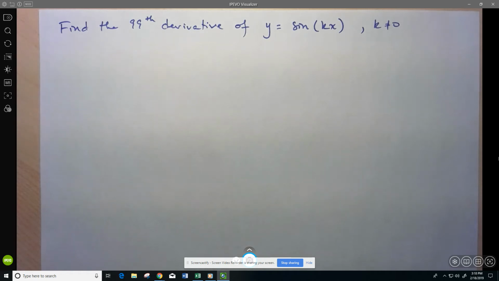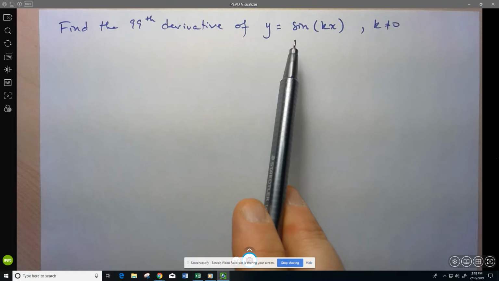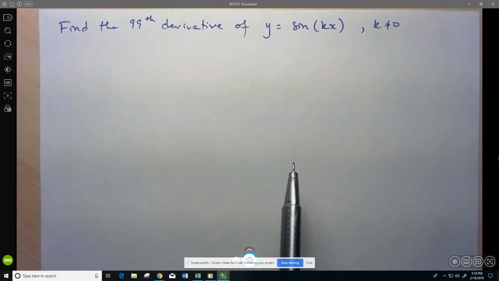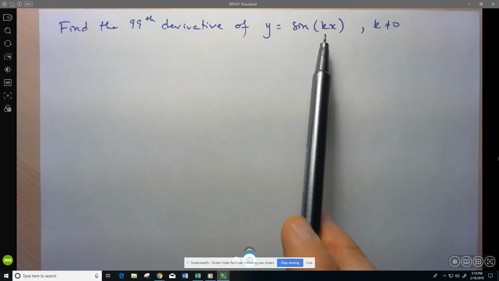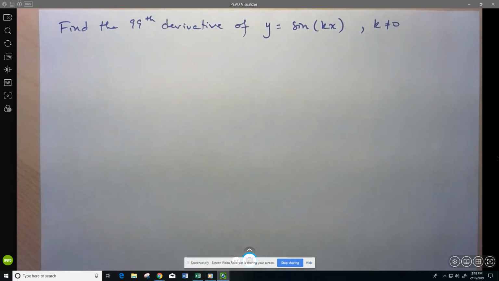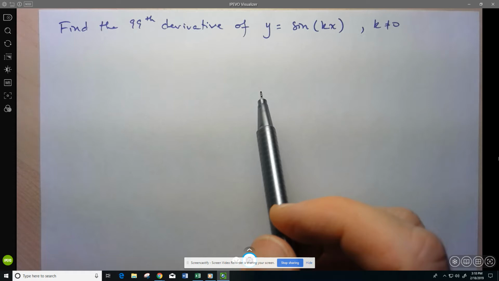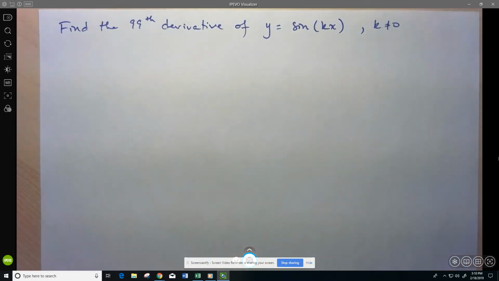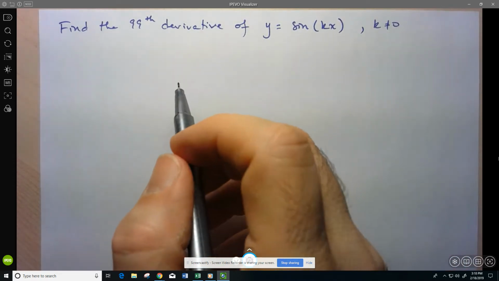Hi folks, we're going to take a look at this question from the homework sheet, and they want us to find the 99th derivative of this function here, sine of any multiple of x, as long as that multiple is not 0. Now there were a couple of questions that led to this one here, and in a sense you have to think about those other two before you get to this one here.